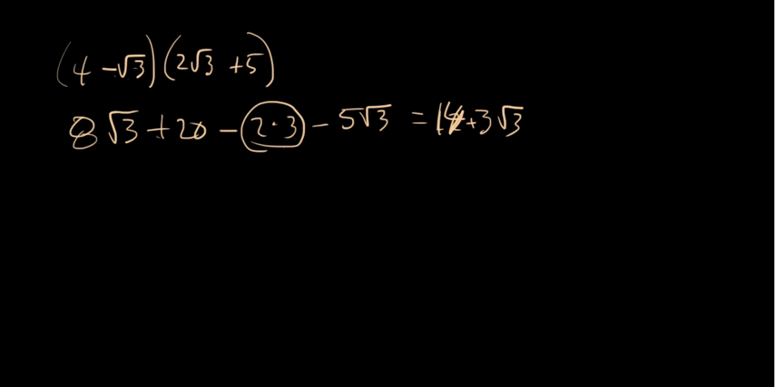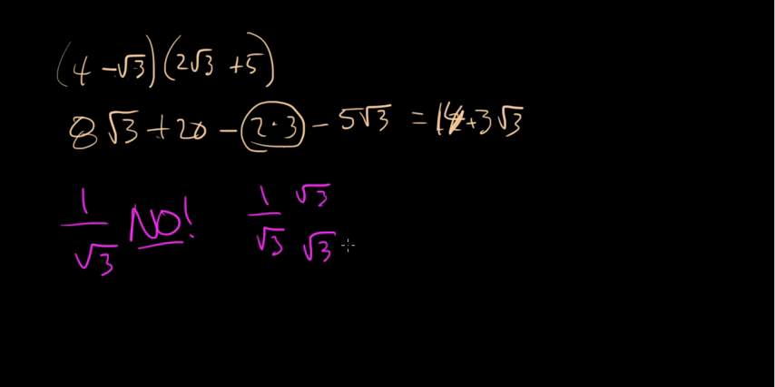You cannot leave a radical in your denominator. So if you have this, no, can't leave it that way. So how do I change that 1 over square root of 3? I just multiply by the square root of 3 over the square root of 3. So I get square root of 3 over square root of 3 times square root of 3 is 3. And I'm done.